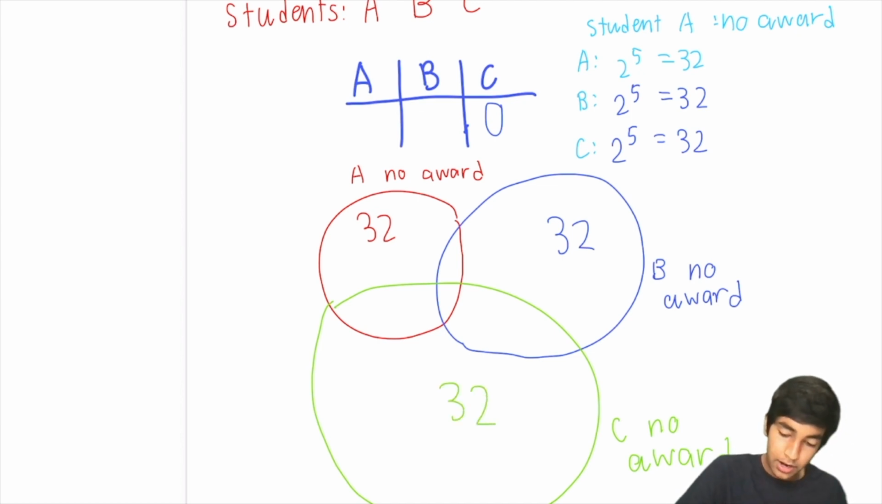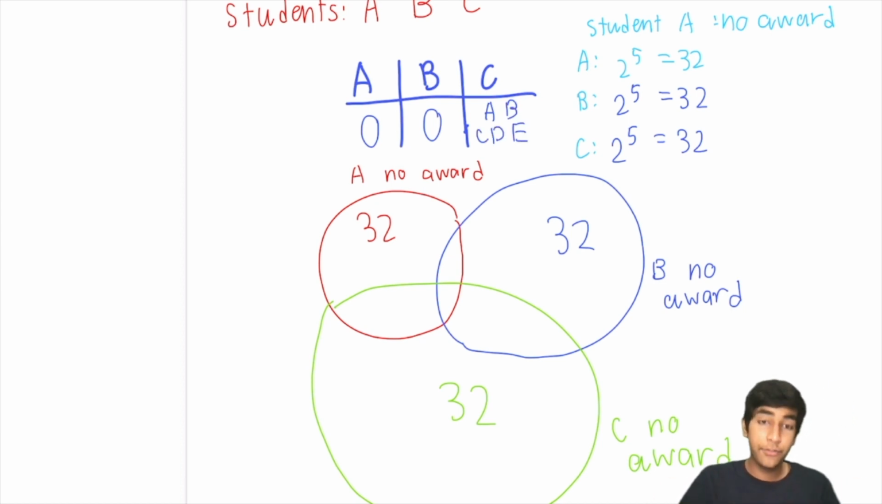Now, what about the case where student A and student B, let's say, don't get an award? That's this region over here. So if student A and student B both don't get an award, then student C gets all 5 awards, A, B, C, D, and E. How many ways are for this to happen? 1. So there's 1 way student A and B don't get an award. Similarly, there's 1 way students A and C don't get an award, and 1 way students B and C don't get an award. A would have all of the awards then.